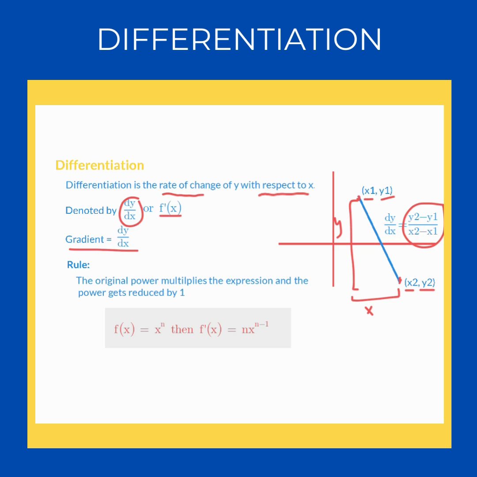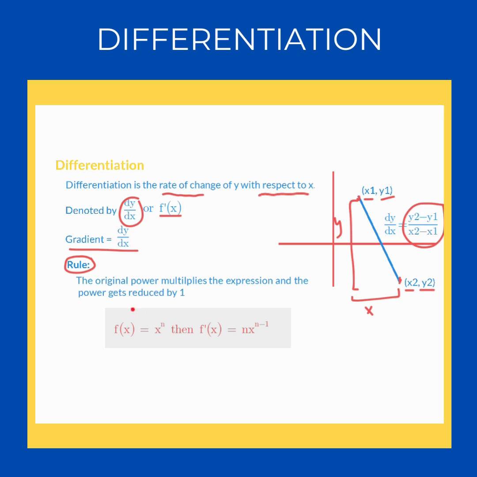So the result of differentiating functions is called the derivative function, and the derivative function, called dy over dx or f prime of x, is equal to the gradient. So the gradient and dy over dx is the rate of change of y with respect to x. Now, to find the derivative function, we have to use this simple rule. So the original power multiplies the expression and the power gets reduced by 1.